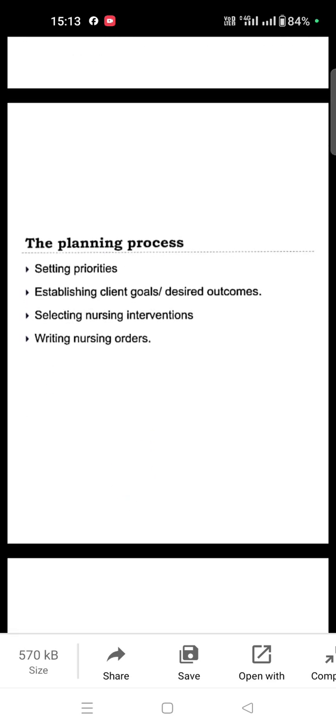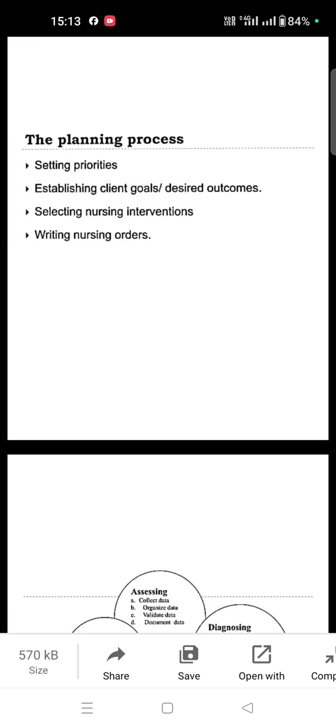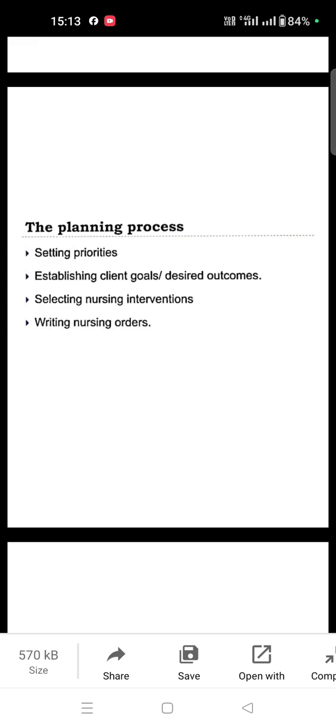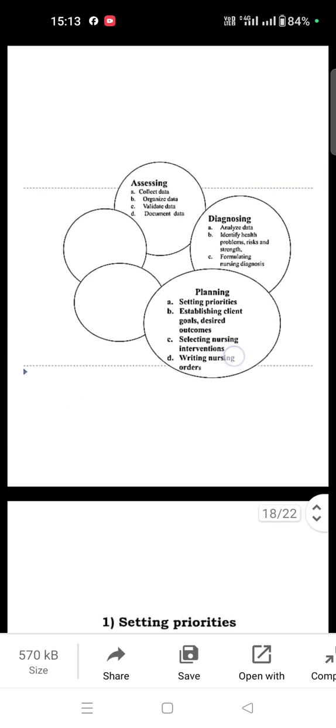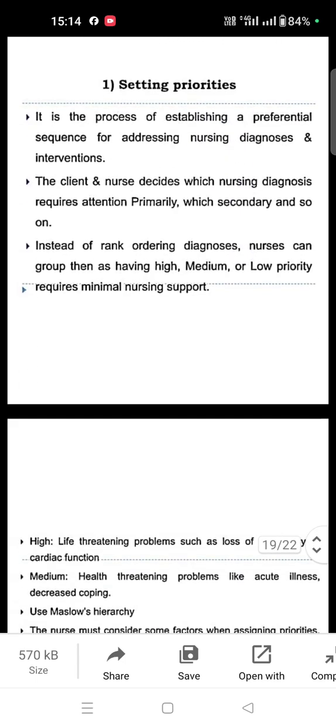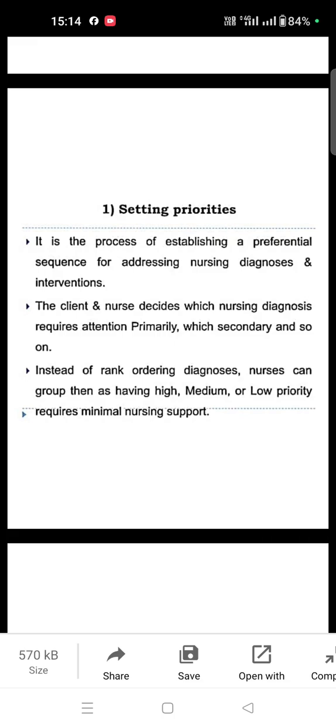The planning process means setting priorities, establishing the client goals, selecting the nursing interventions, and writing the nursing orders. Assessing means collecting, organizing, validating, and documenting the data. Diagnosing means analyzing the data, identifying the health problems, risks, and strengths, and formulating the nursing diagnosis. Planning means setting the priority, establishing the client goals and deciding the outcomes, selecting the nursing intervention, and writing the nursing orders.